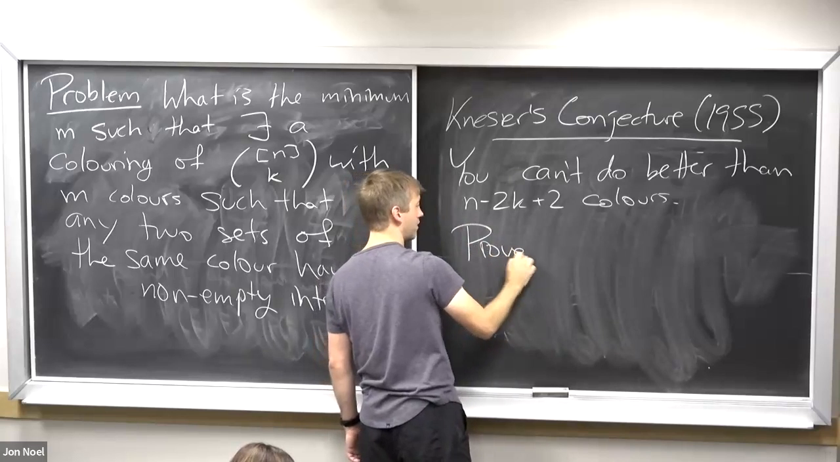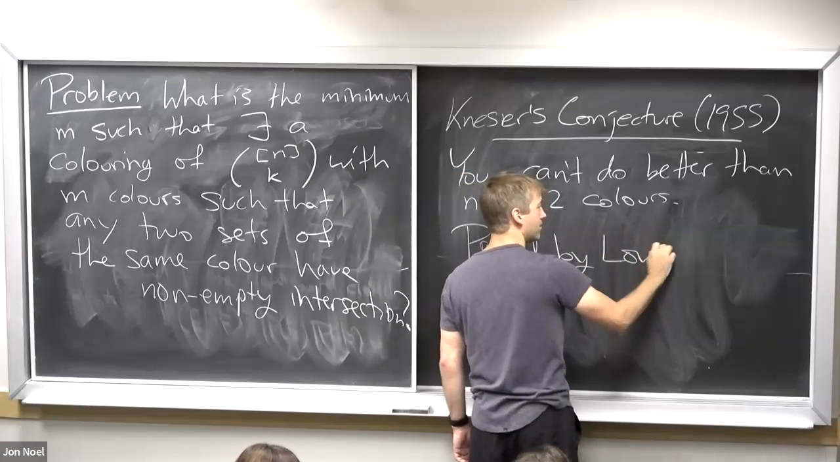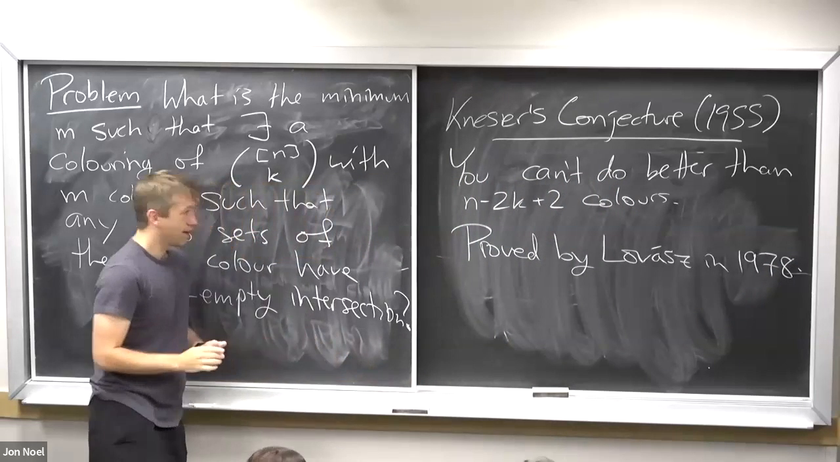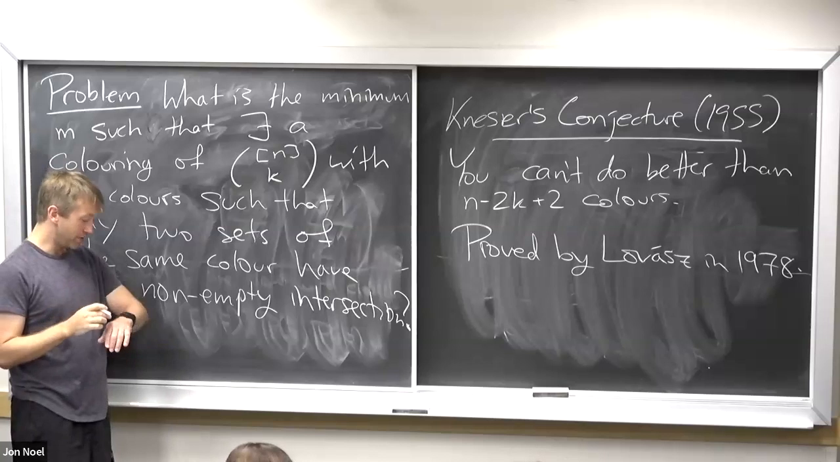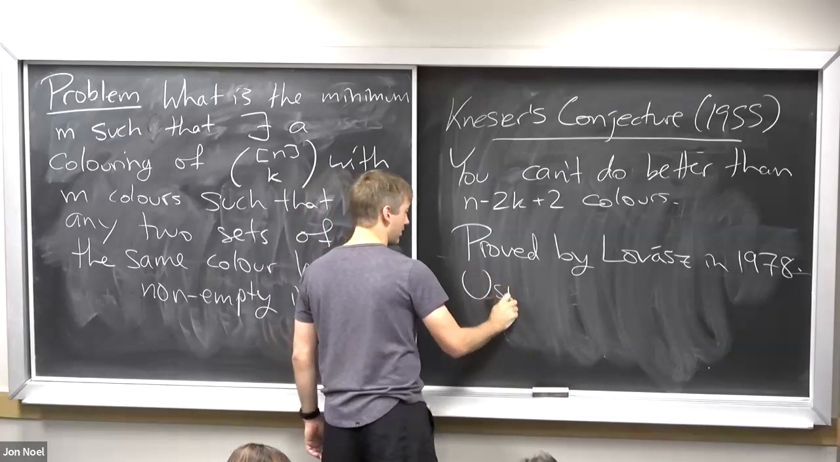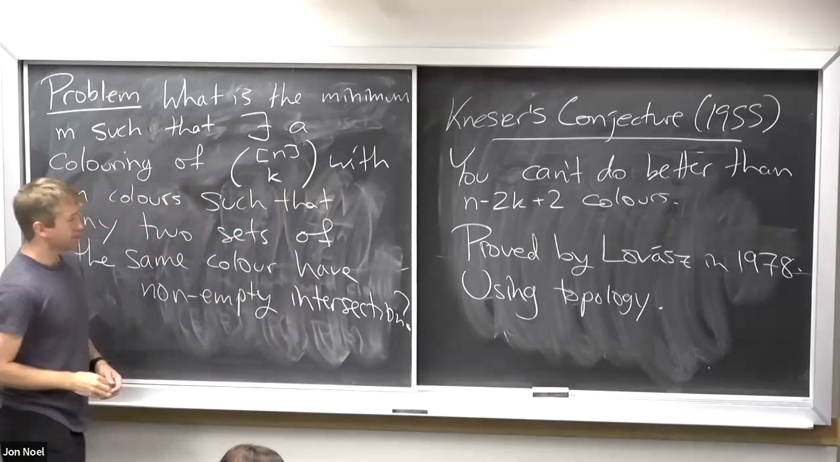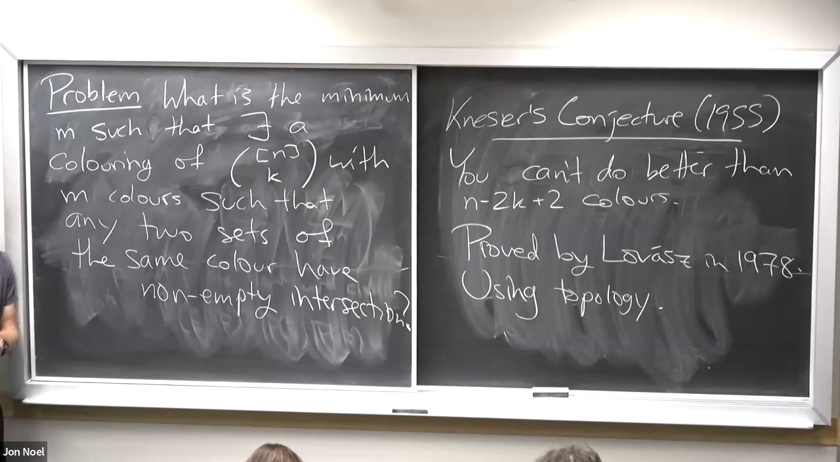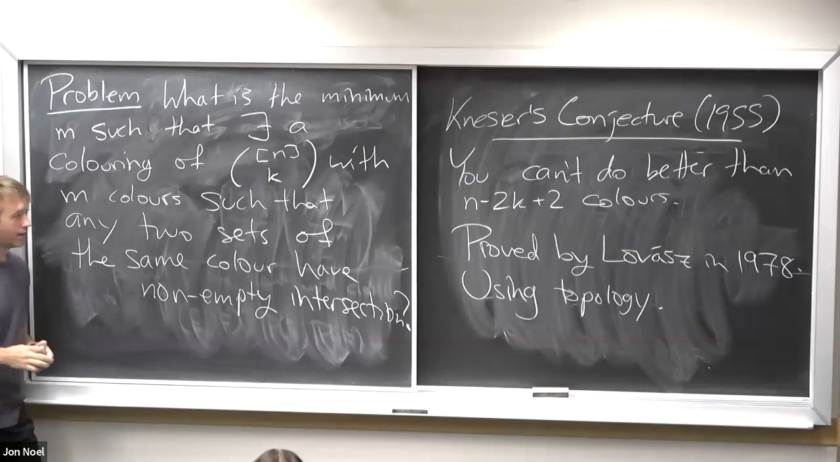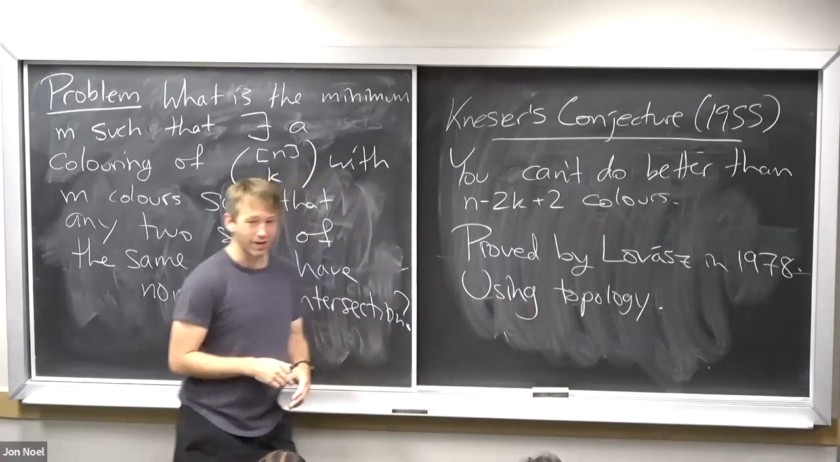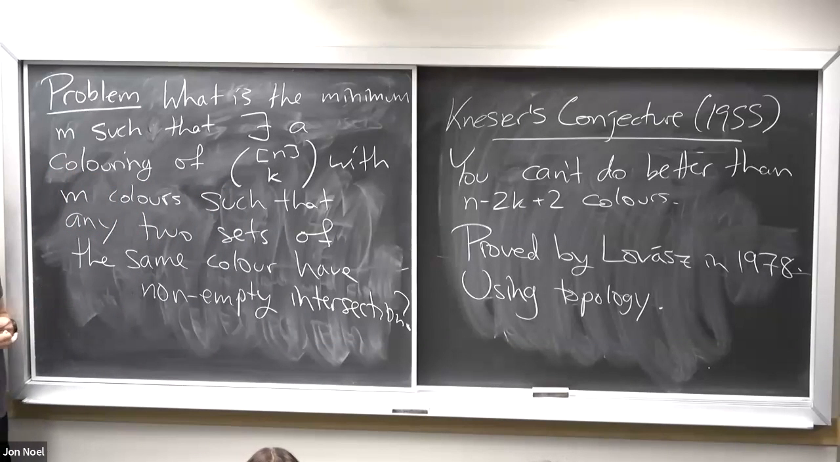This was proved by Lovász in '78. The surprising thing about this proof is that it uses topology, something maybe you don't expect in a combinatorics problem like this. So we'll give this proof next time. You don't have to worry if you don't know about topology. You don't have to go and read a book on topology before next class. It's really based on quite simple principles, but they are kind of topological.